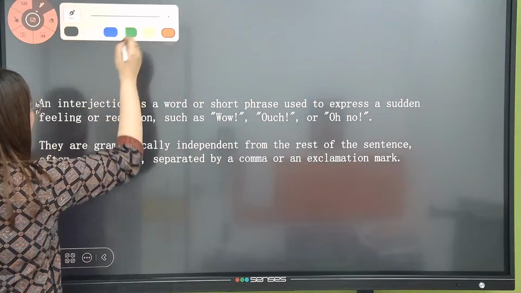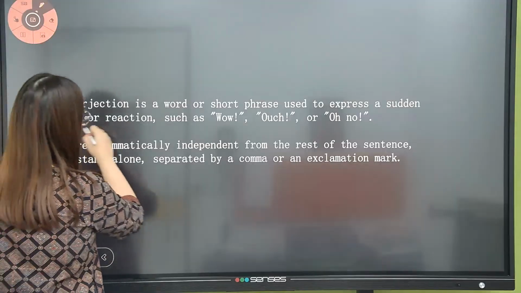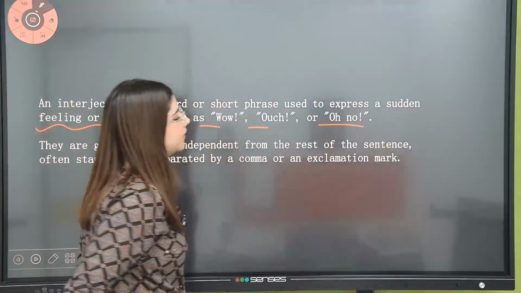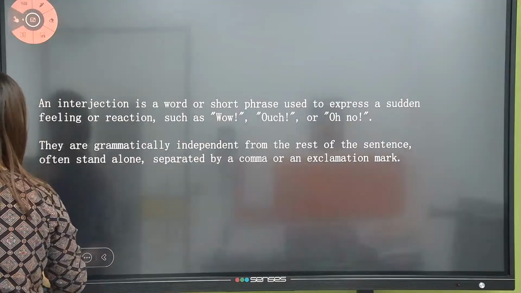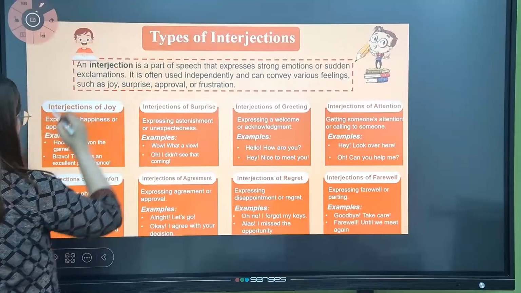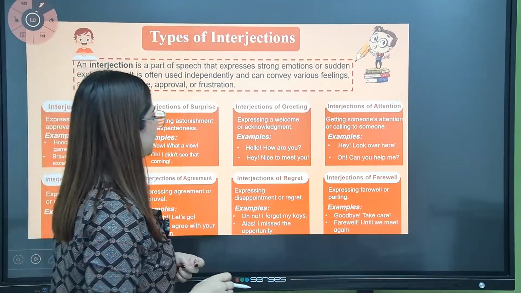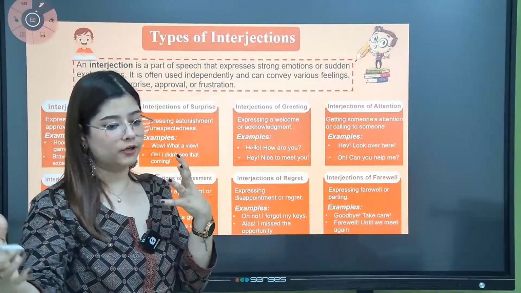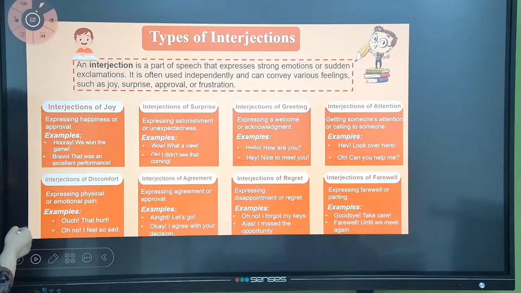Next would be an interjection. An interjection is a short word or a phrase that is used to express a sudden feeling or a sudden reaction. Wow, ouch, or no. Interjections are generally followed by an exclamation mark. Interjections of joy: hooray, bravo. Interjections of surprise: wow, oh. Interjections of greeting: hello, hey. Interjections of attention: hey could be an interjection of attention when you're trying to grab someone's attention. Interjections of discomfort: ouch, oh no.